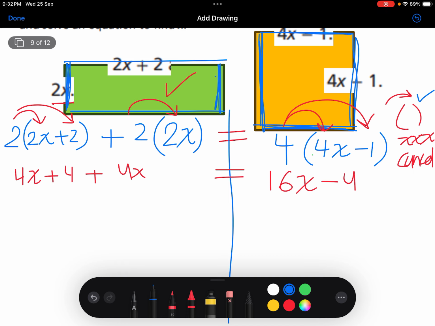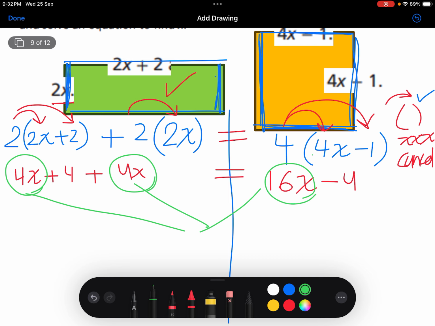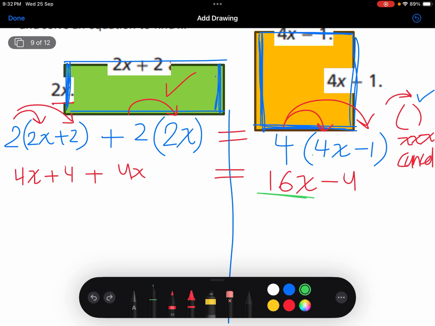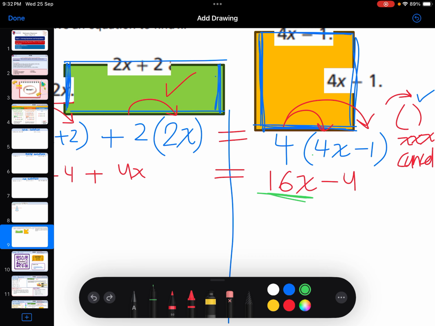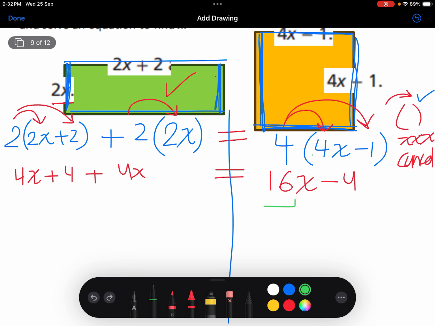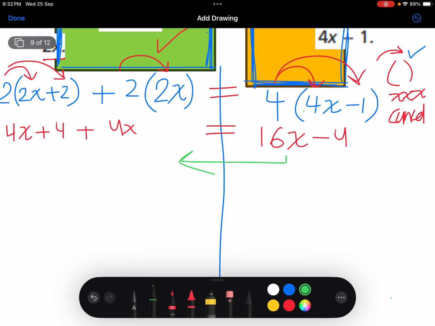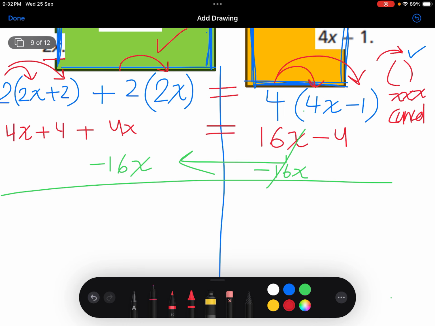Now I have many variables to combine. Do I have? Yes, I do. I have 16x here, 4x here, and 4x here. What should I do? Combine them right away? No. The 16 is on one side and the rest are on the other side. So I have to take the 16 from here and move it. What should I do? Minus 16x on both sides to move it. Now, what do I have left?